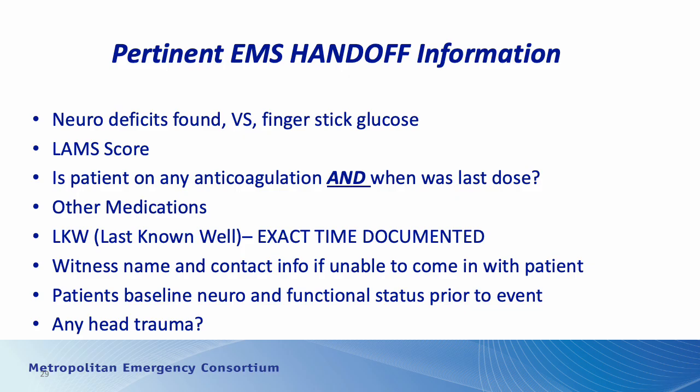Is the patient on anticoagulants, and when was their last dose? How about other medications? Sometimes we get a better idea of what's going on with the patient based on their medication list because we have no other information available. When were they last known well?